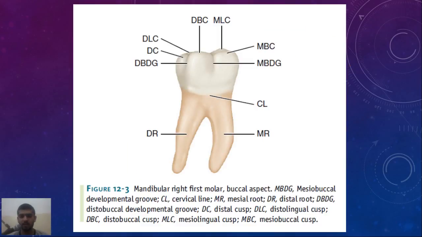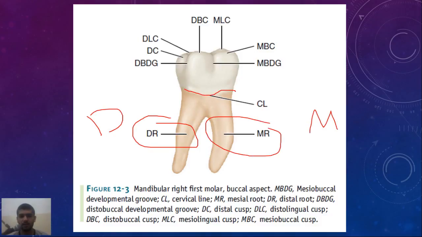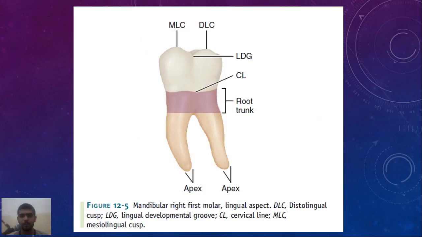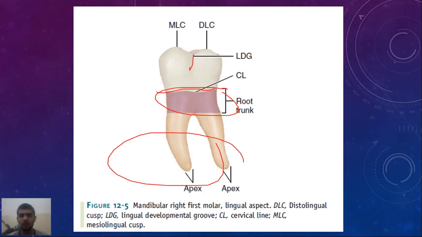Now from a buccal aspect, this is the distal side and this is the mesial side. We can see the distal root and the mesial root and the cervical line, and most importantly we can see 2 buccal developmental grooves, the mesiobuccal developmental groove and the distobuccal developmental groove. From a lingual aspect, we can see the two roots, the root trunk, the cervical line, and a single lingual developmental groove.